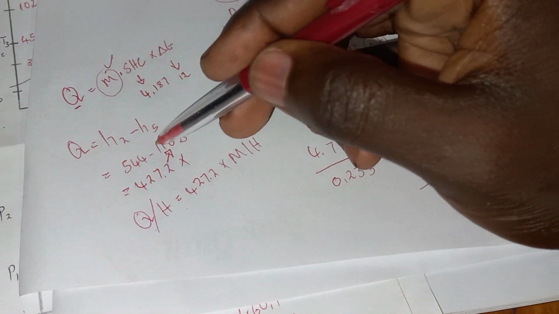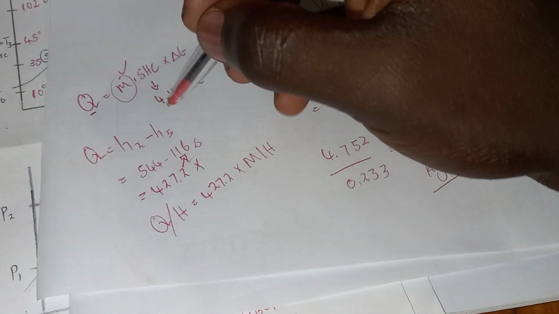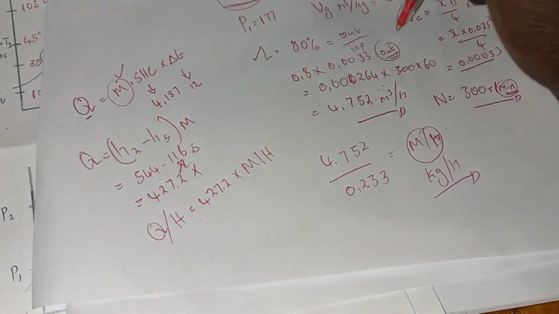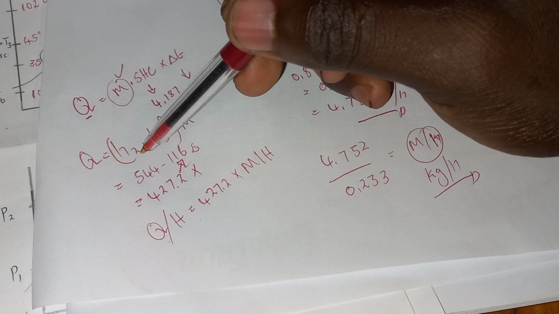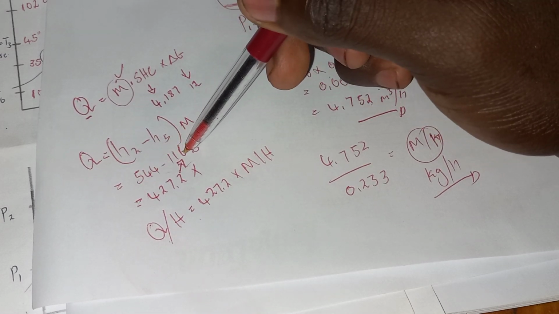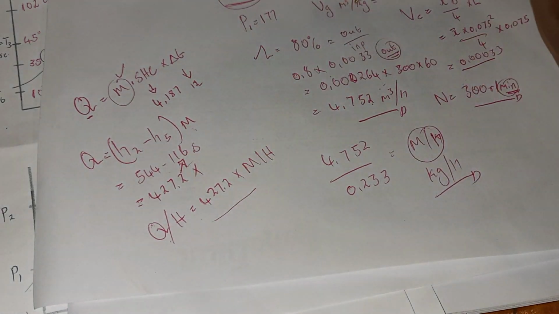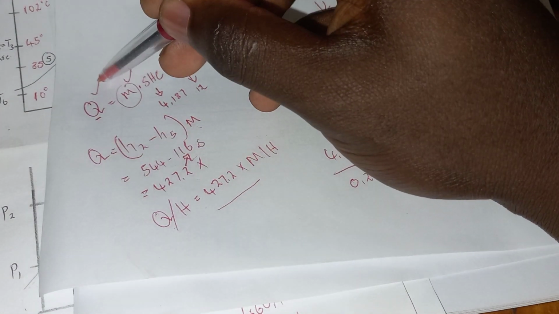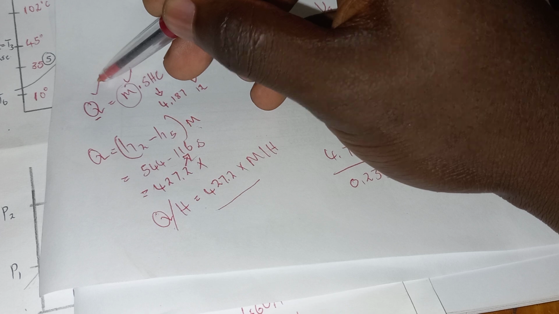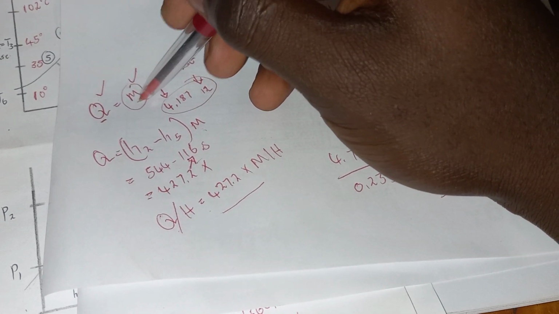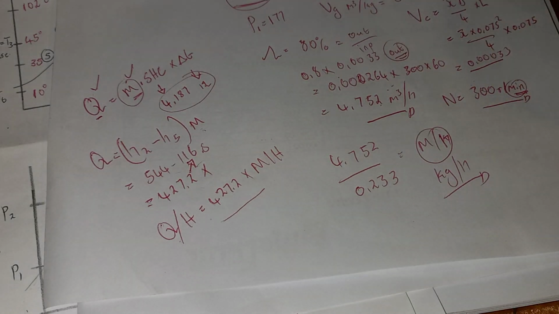So this is the heat energy, or you can just put it from this point and then multiply by the mass that is flowing at this point, so that when you subtract these two and then multiply by the mass, you get the heat energy. So it's going to be our heat energy at this point, and then this heat energy divided by these two, you will get your mass that is flowing there.